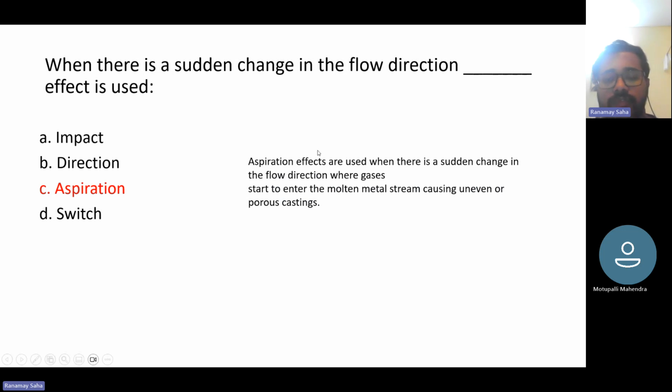There is a sudden change in flow direction. The sectional area of flow also changes. The aspiration effect comes into the picture. Okay.